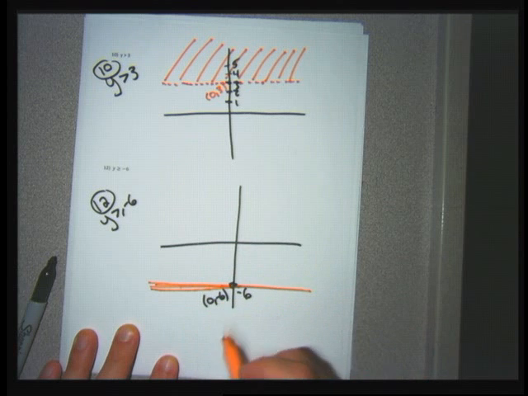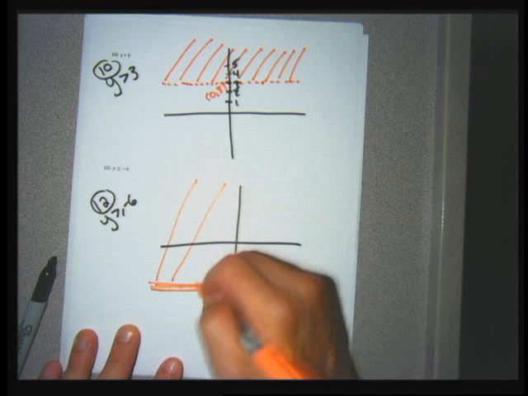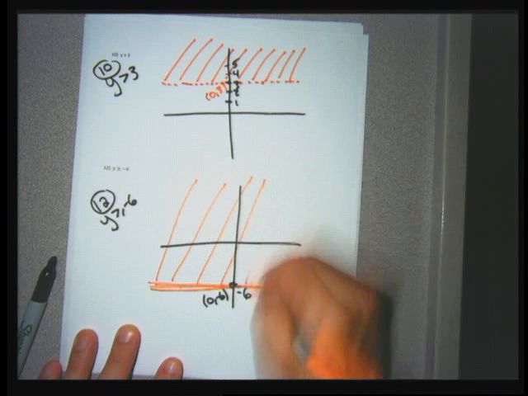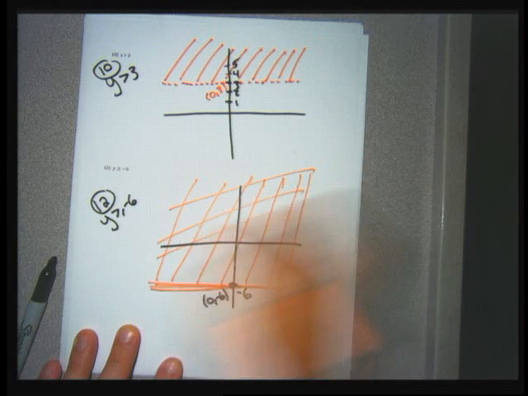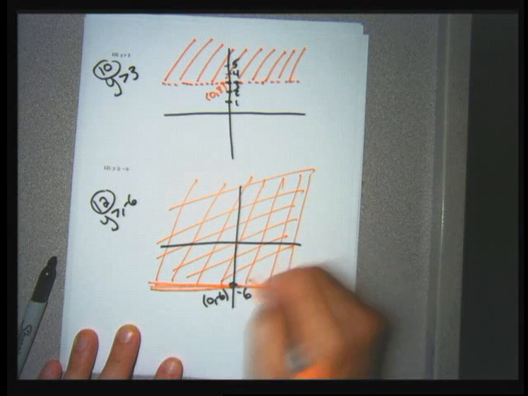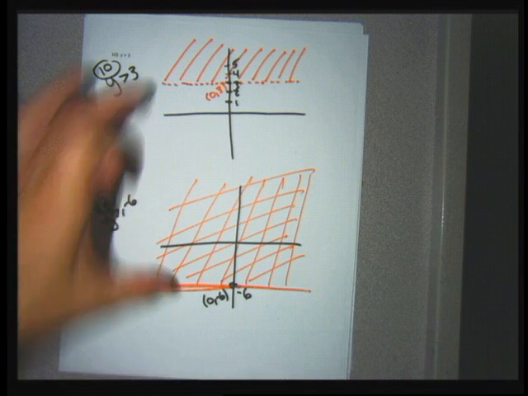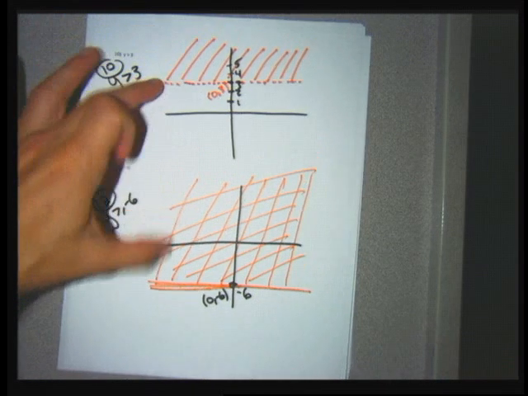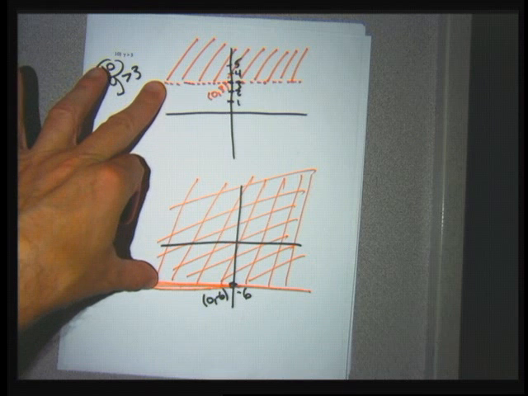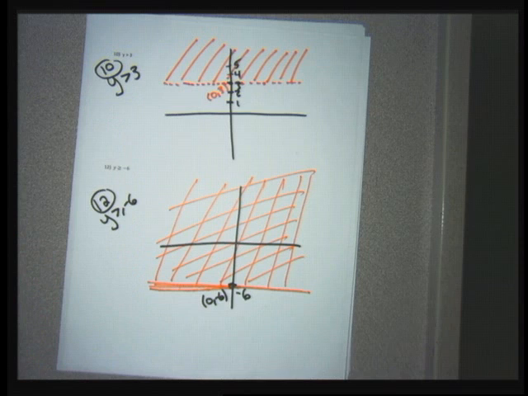And then the shading is going to go up because it's greater. I want points that have y coordinates greater than -6, and that's going to be above that line. Again, you can shade as well as you'd like to shade, but that would be more than adequate. So the difference between 10 and 12 is they're both greater thans, and they only have y, so they both shade up. 10 has a dashed line, 12 has a solid line, because 10 doesn't have the or equal to, 12 does have the or equal to.